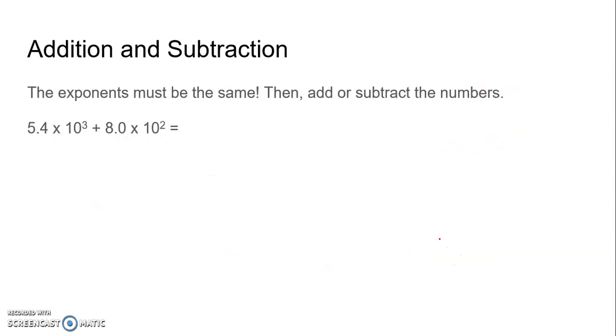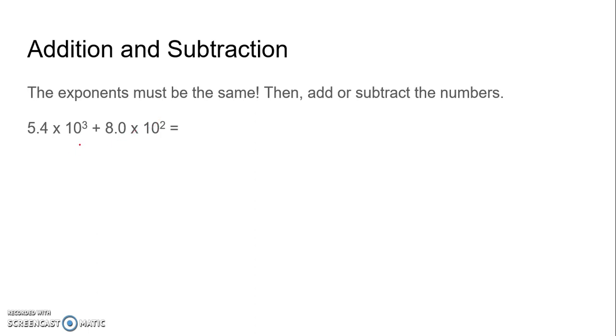Now addition and subtraction is a little bit more complicated, but it's not that big of a deal. The key here is that your exponent must be the same, and once you have the same exponent, then you just have to add or subtract the numbers. So for example, in this case I have 10 to the 3rd power, and then this one 10 to the 2nd power.